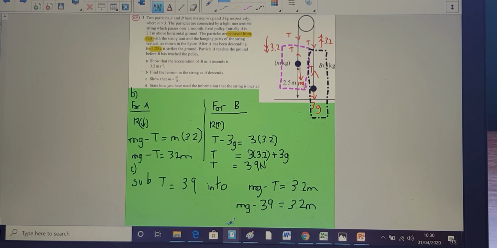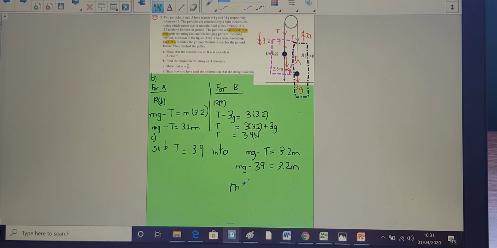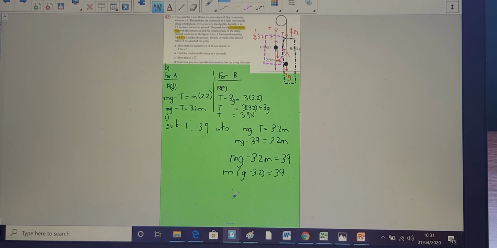Right, now I'm just going to put this on this side, so I've got all the m's on one side. So I'm going to have mg minus 3.2m equals 39. The only way I can get m out on its own is if I factorize m. So m(g minus 3.2) equals 39. Therefore, the value of m equals 39 over g minus 3.2. Let's check the mark scheme just once more.